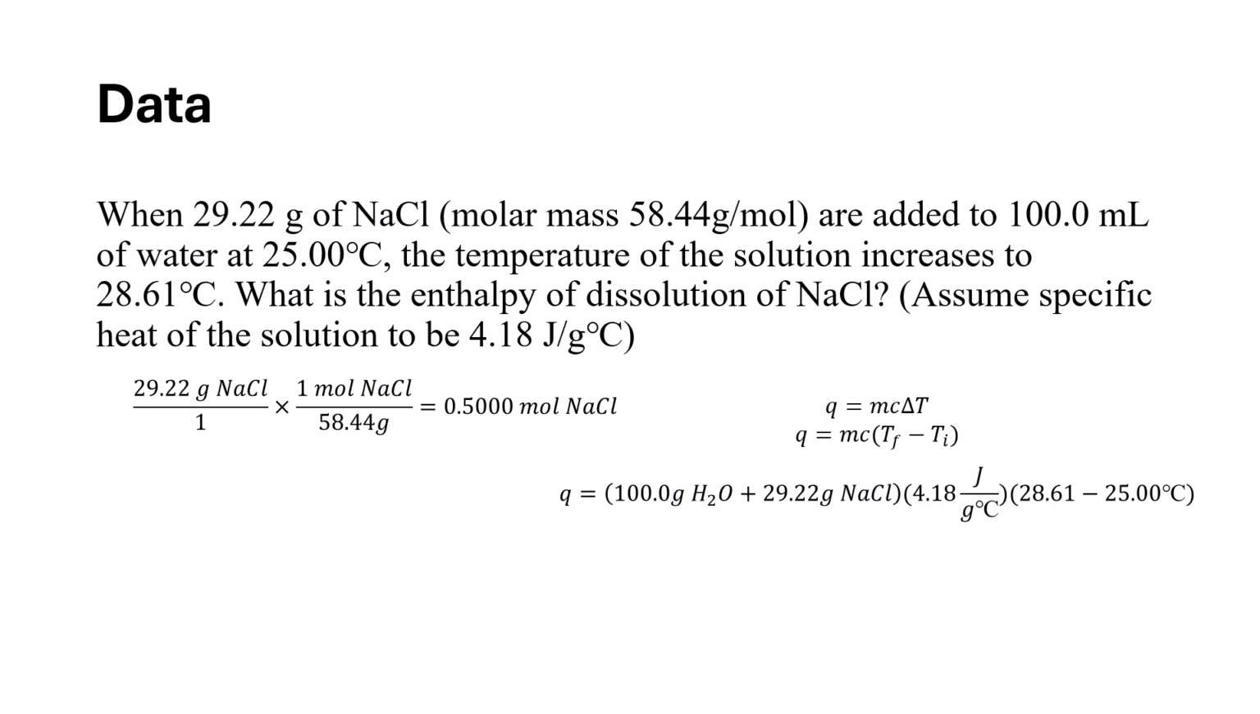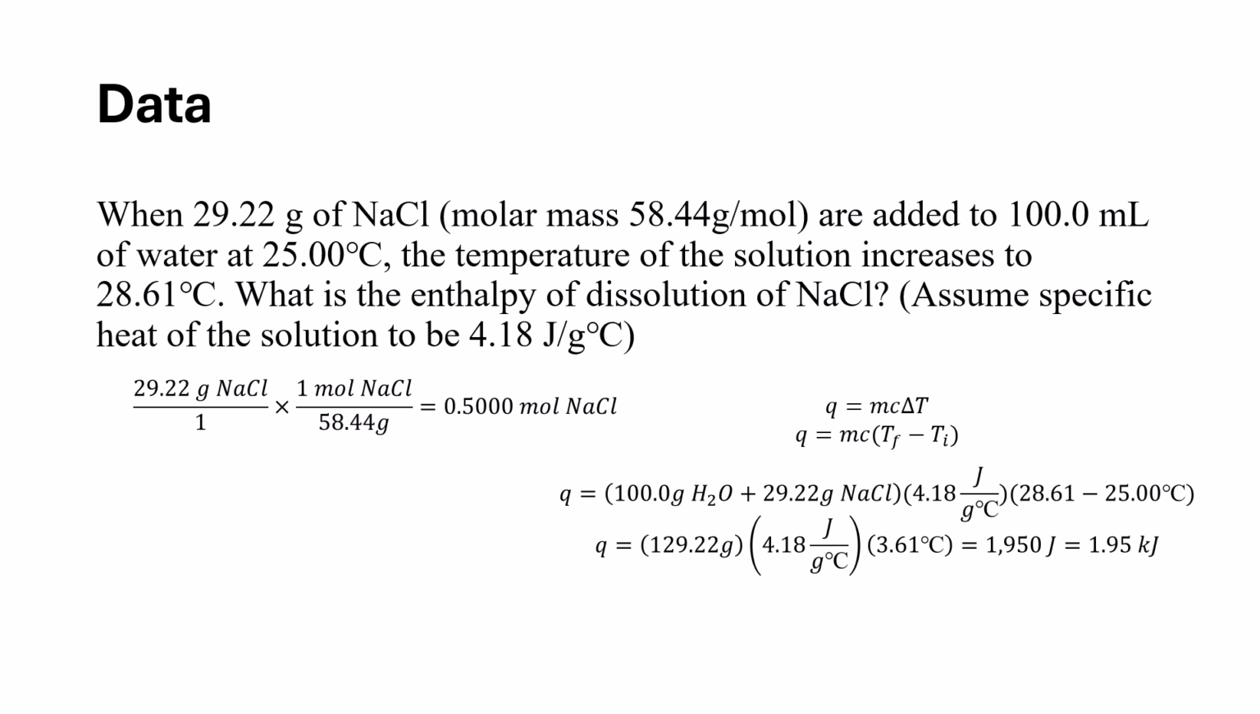Expanding, we can plug in our values and determine that since the temperature increased 3.61 degrees Celsius, 1.95 kilojoules of energy was delivered into the solution from the NaCl dissolving. So now we know our dissolution of NaCl is exothermic, as it released energy into the solution, heating up the water. But how exothermic is it?